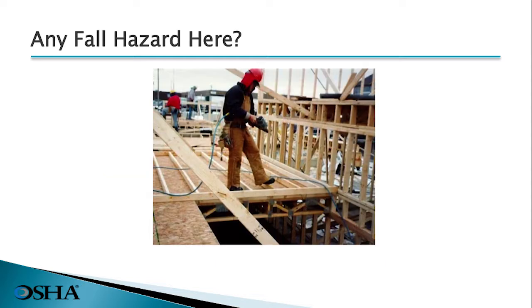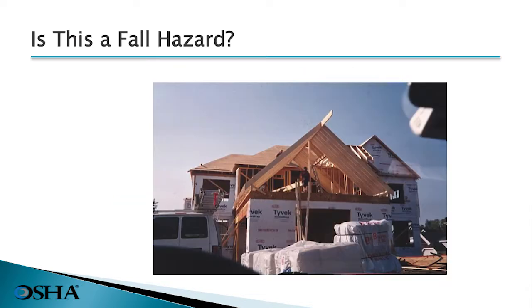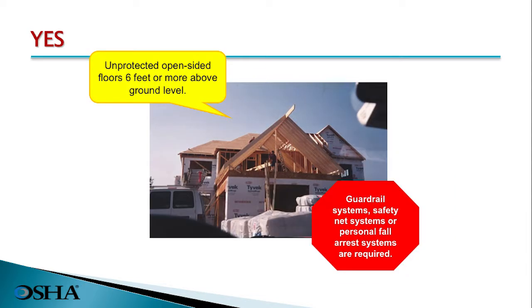Is there a hazard here? Yes. Workers are exposed to a fall hazard greater than 6 feet while working near this floor opening. Workers need to be protected from falls greater than 6 feet. Is this a fall hazard? Yes. Unprotected, open-sided floors that are 6 feet or higher above the next level. Guardrail systems, safety nets, or a personal fall arrest system are required.